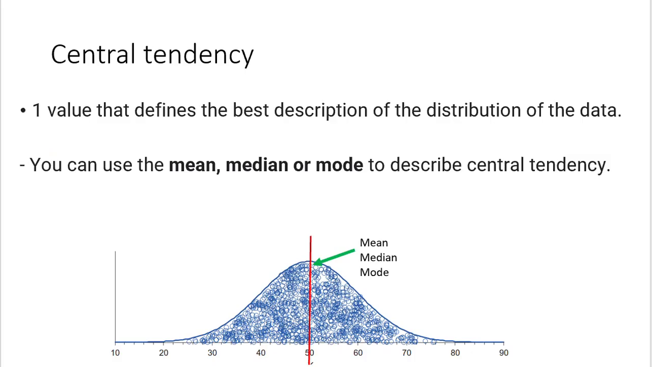So let's move on to this idea of central tendency. One of the first things we look at when we're looking at our data is the central tendency. The central tendency is basically one value that defines the best description of the distribution of your data. It could be captured in the mean, the median, or mode. So when you describe your data, which one descriptive describes the central tendency of your data best?